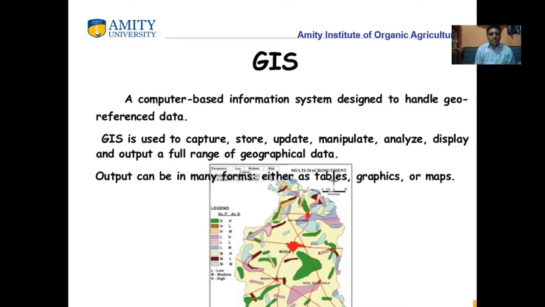GIS. It is a computer-based information system to handle the geo-referenced data. They are geo-referenced data, geographically referenced data. They are already discussed with the authorized body all over the world. GIS is used to capture, store, update, manipulate, analyze, and output a full range of geographical data. So these are geographical data available for the world.